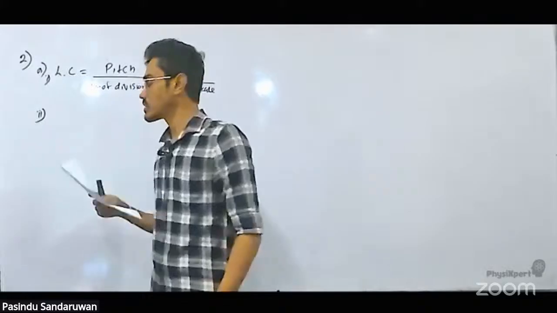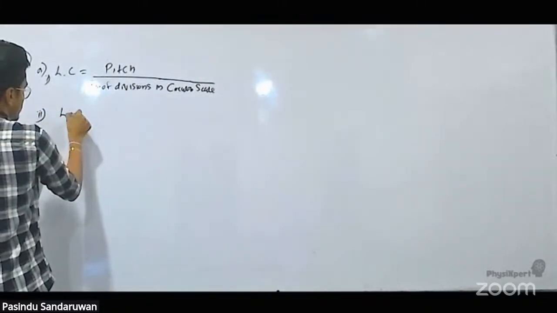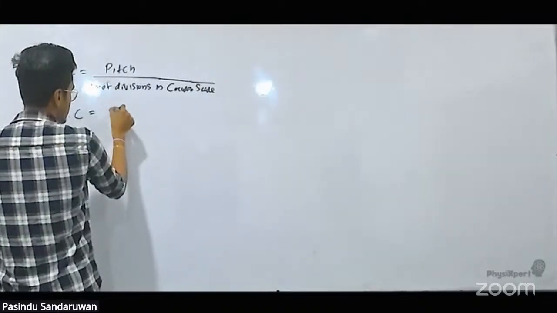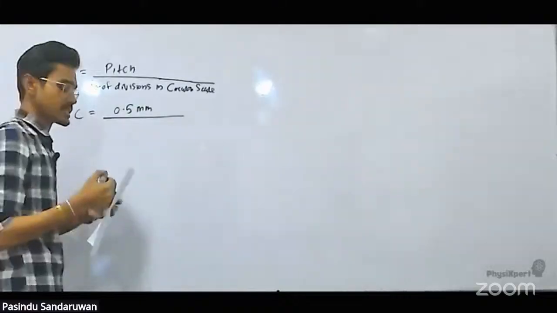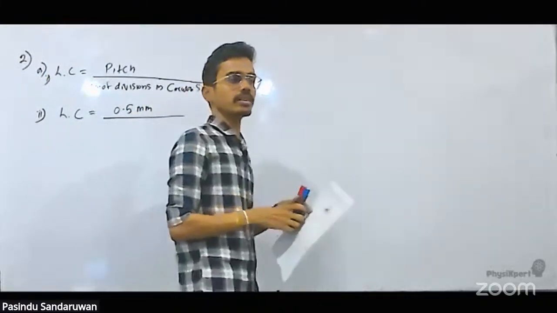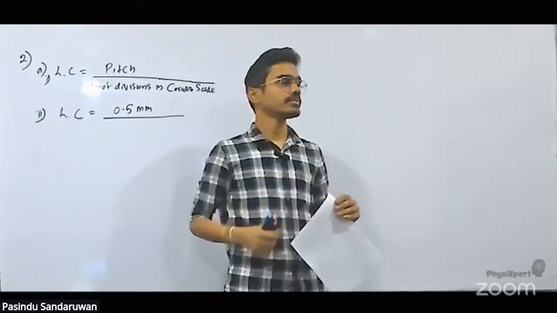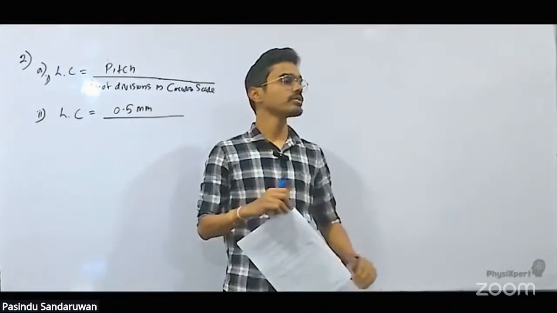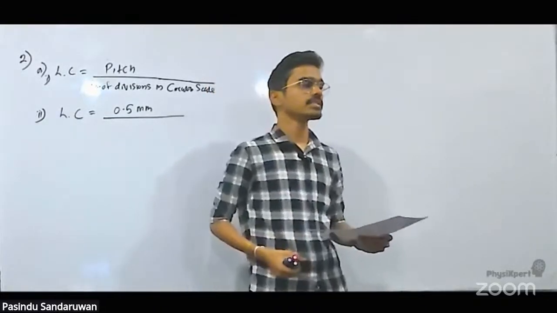Calculate the least count of the spherometer. Right. Pitch is given as 0.5. So what is pitch, by the way? What is pitch? Pitch of the instrument. There are two instruments that have a pitch. The micrometer screw gauge also has a pitch, and the spherometer also has a pitch. What is pitch?